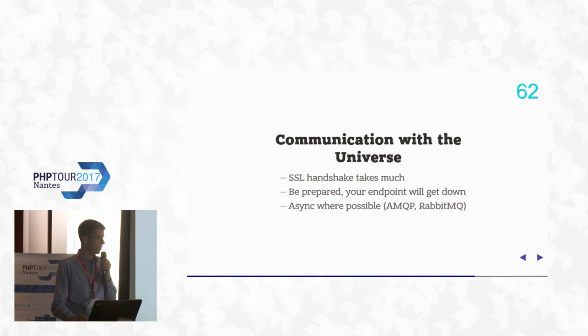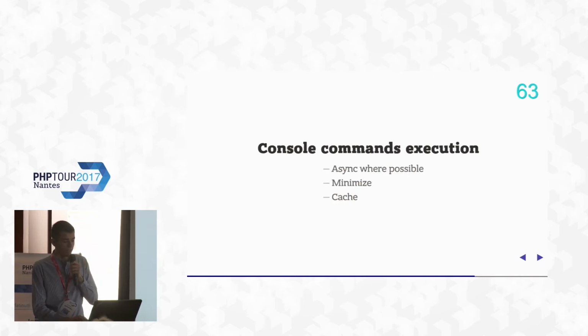Use asynchronous where possible, because queues really help to deal with remote resources that are located somewhere in the universe. And the console commands execution: make it asynchronous where possible. The same with queue messages. Try to minimize them, and in case that doesn't help, you can cache it.